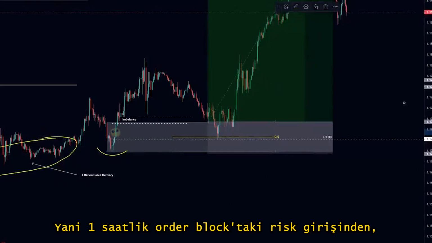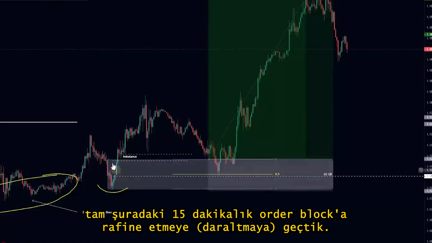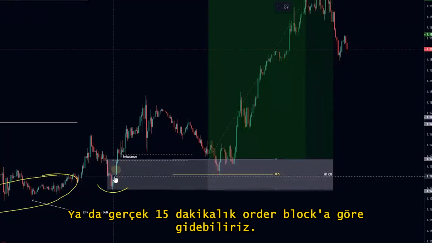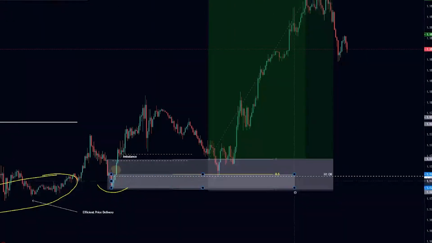So we just went from a risk entry on the 1 hour order block to refining it to the 15-minute order block, right over here. Or we can go based on the true 15-minute order block, this last 15-minute bearish candle.